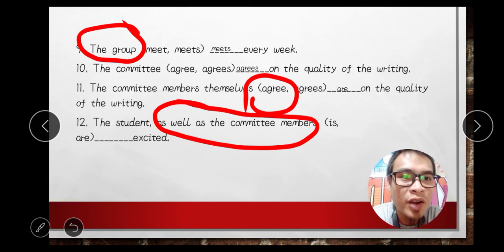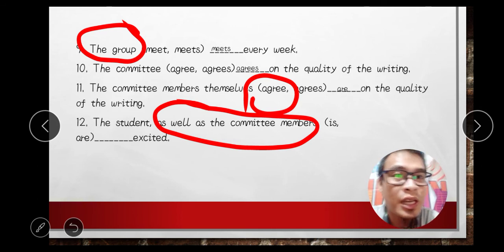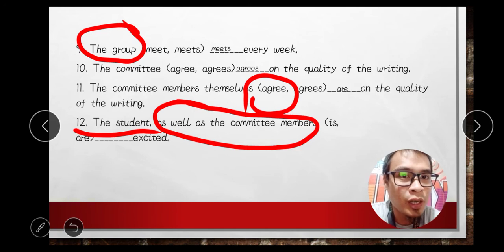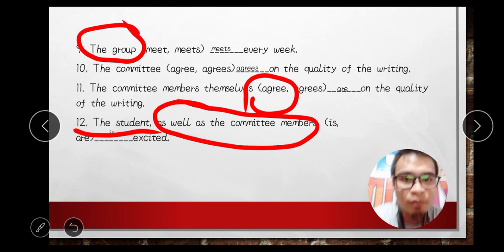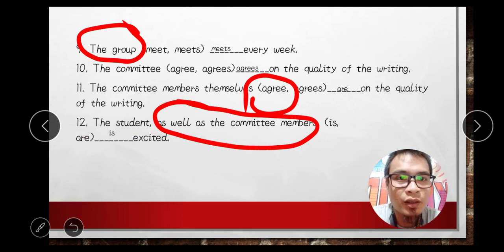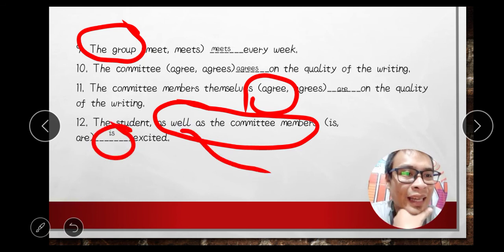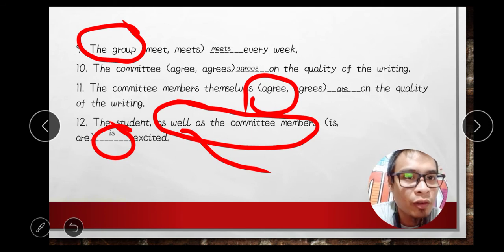Do not be distracted with this phrase or intervening words, because this is not the real subject of the sentence. The real subject of the sentence in here is the student. The student is singular, so therefore it needs a singular verb, S. The rule is, though we have these intervening words that appear to be plural in form because it's committee members, this is not the real subject.